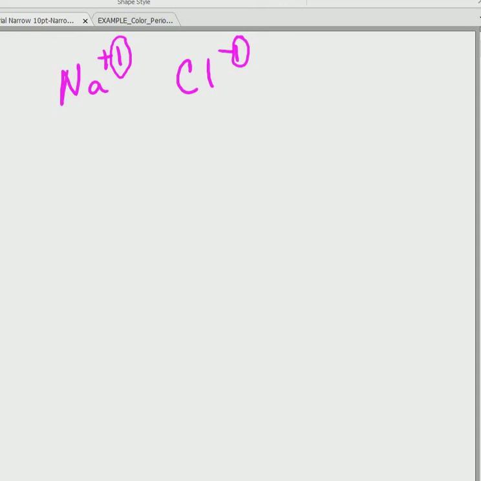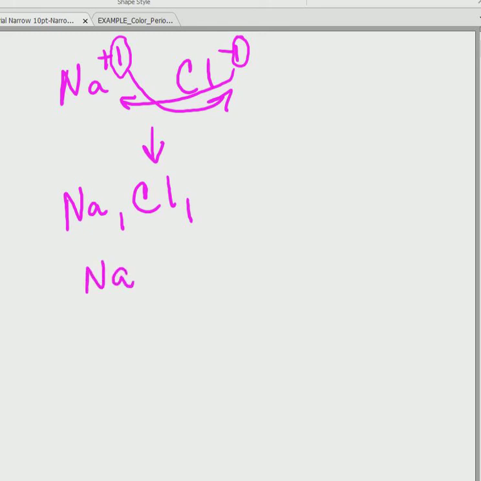So basically you take the numbers and you move them as subscripts. You crisscross. And then you end up with Na1Cl1. I'm sorry, we don't write the ones, so then it would be just NaCl, and that can be for any single same number subscripts.